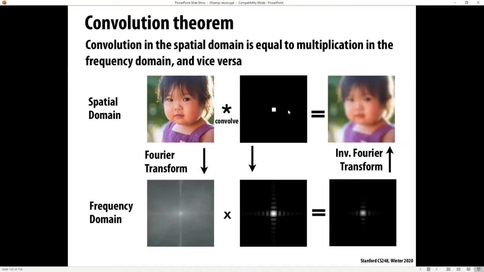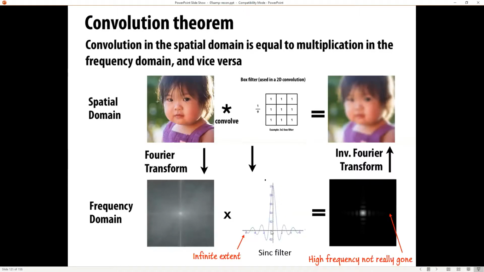Here's our box filter that we're doing. We have this infinite extent frequency domain, so we didn't really chop off the high frequencies. We need to chop off the high frequency. So here's this sinc function, drawn in 1D. You can see it's got pretty large wiggles. If we just chop off here, we're throwing away some real stuff. The high frequencies are not really gone.